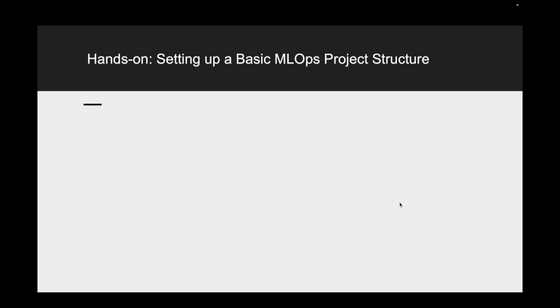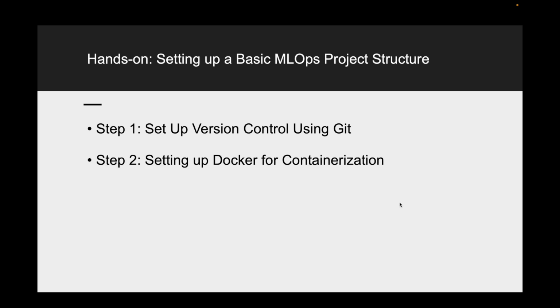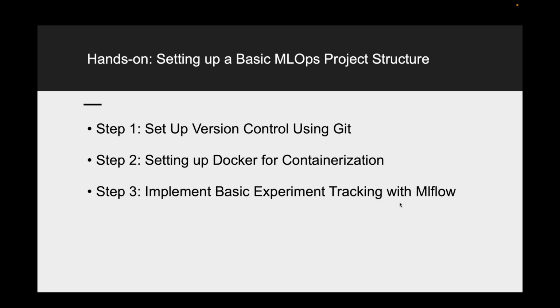There are four steps that will follow. Step one is set up version control using Git. Next, we're going to look at setting up Docker for containerization. Next, we're going to implement basic experiment tracking with MLflow. And then we're going to look at how to create a basic monitoring setup. So let's get started with our hands-on.